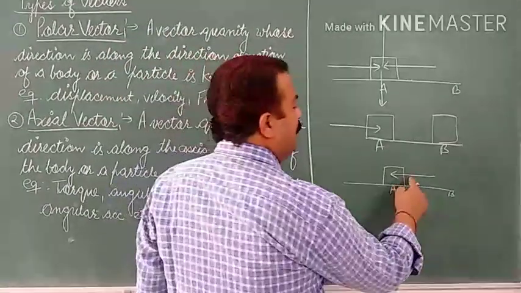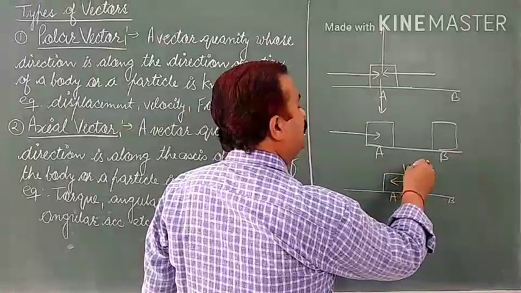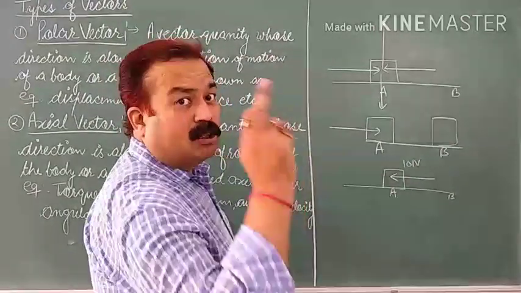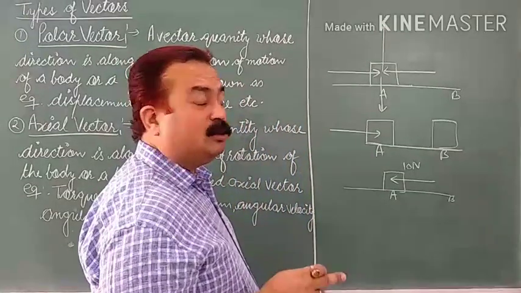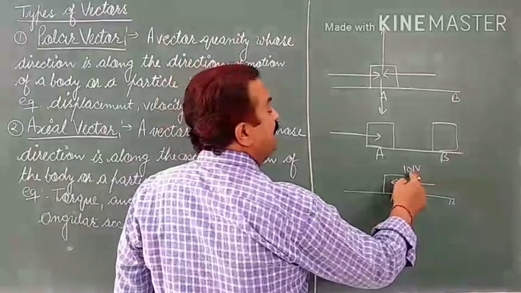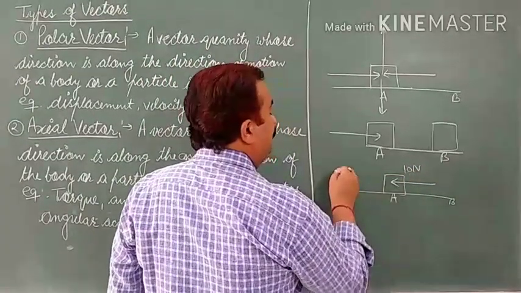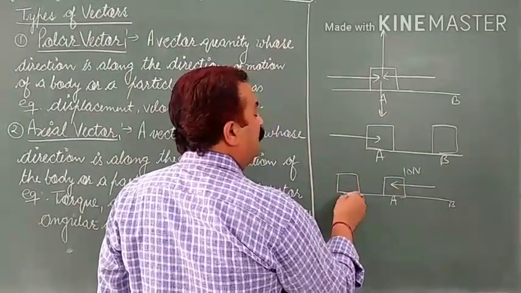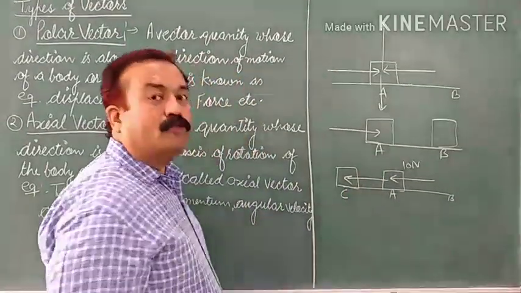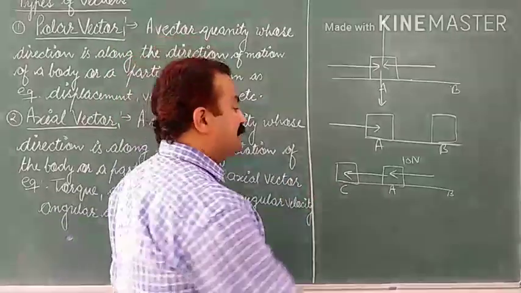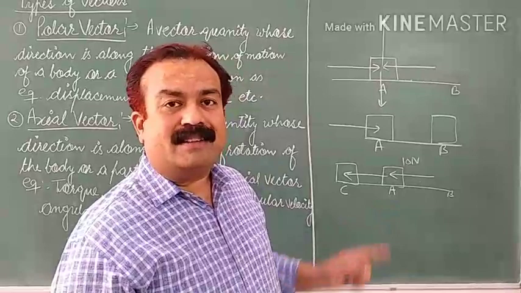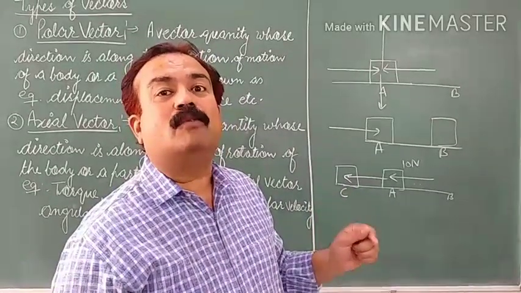So in this condition, when you apply force, the same 10 Newton, and force is a vector quantity. But to understand about the direction, you can say it is a polar vector, an example of a polar vector. Just see, when you apply 10 Newton force here, then the object will move here, it will reach up to C position. So it is the direction of motion of the object, and the same is the direction of the applied force. So that's why we can say that force is a polar vector.